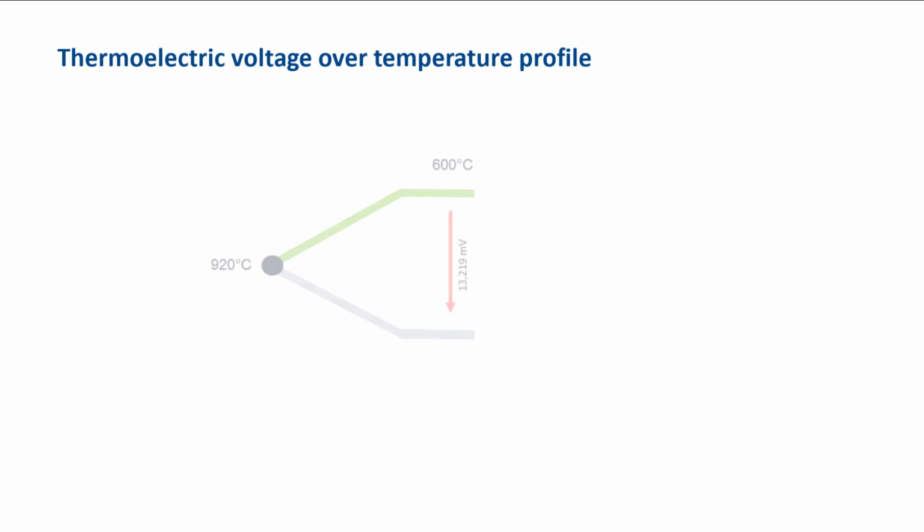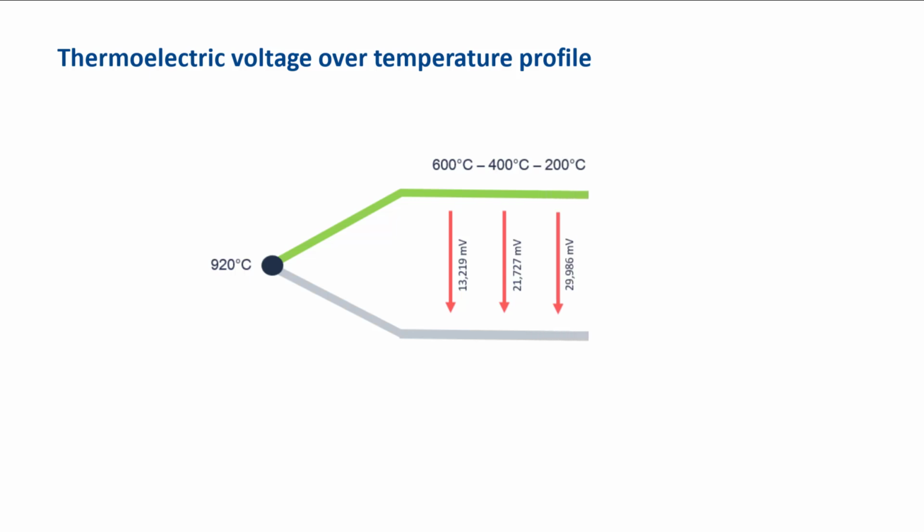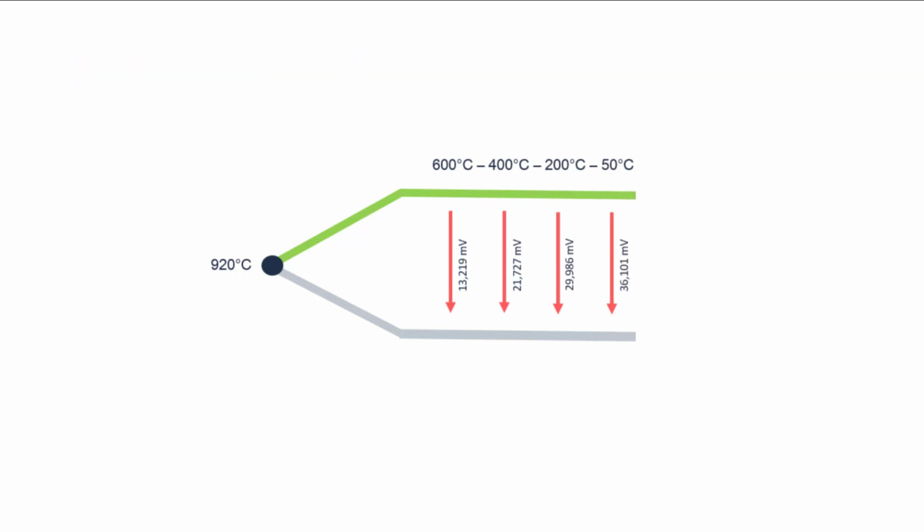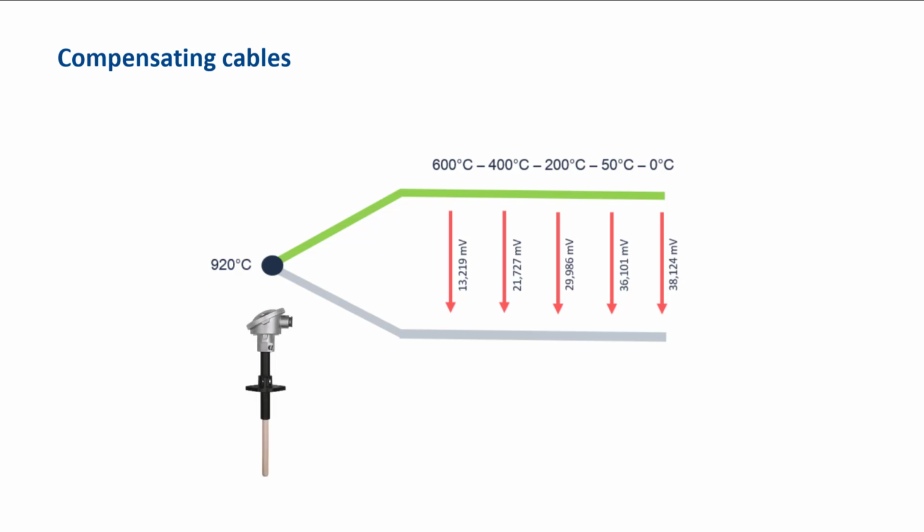The thermoelectric voltage arises via the temperature profile. Here the ratios are shown for the widely used Type K thermocouple. If connecting material is required for the connection of thermocouples, as in the case of thermometers with connection heads, connecting wires with the same thermoelectric properties must be used. These are so-called compensating cables.